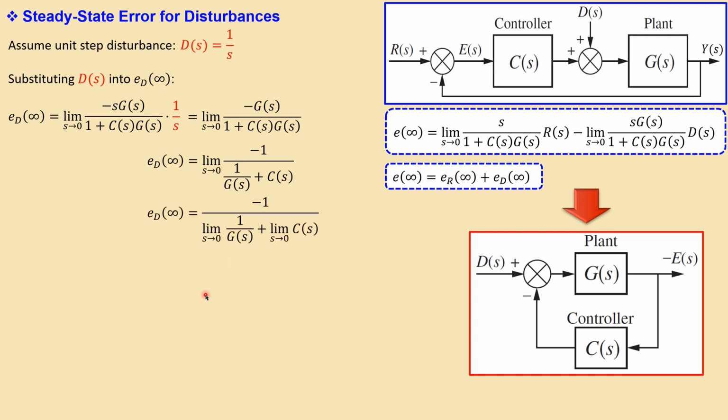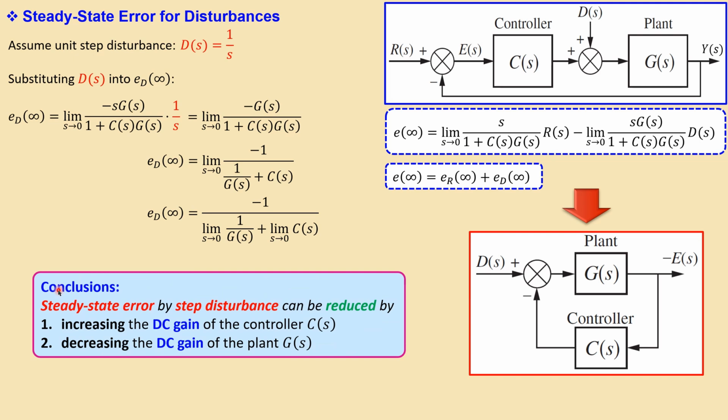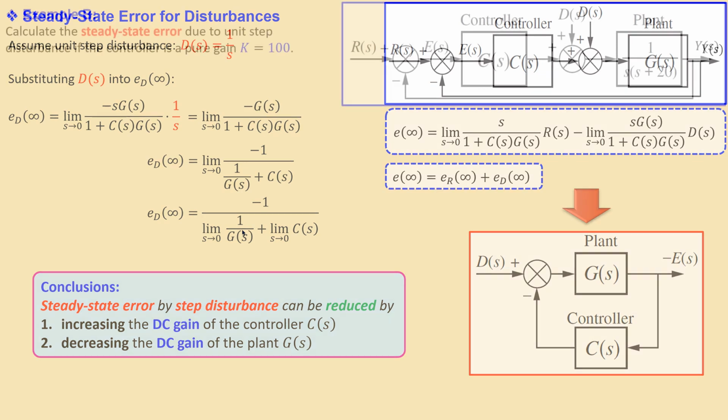And of course, taking the limit in the denominator, you have this expression. What you see is the following. The following conclusions can be stated. The steady state error by step disturbance can be reduced by making this term larger. That's correct, because 1 over a large term is a small term. That can be done by increasing the DC gain of your controller, because once the DC gain is larger, that value will of course be larger for s approaching 0. Or you make the DC gain of your plant smaller, because 1 over a small value is a large value. So it is either this or that or both of them. That's the conclusion we have here for our disturbance.